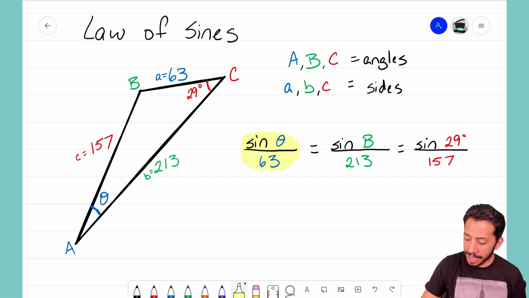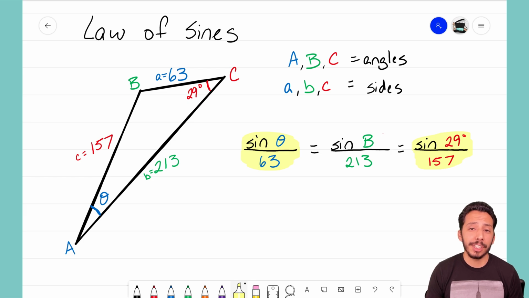Okay, do you see that here with angle C and side C? I do know both of those values there. So that is going to be a great fraction to use to solve for theta. I cannot use the angle B and the side B because I don't know what this angle is. And if I were to use this fraction here to try to solve for A, I would actually end up with two different variables.